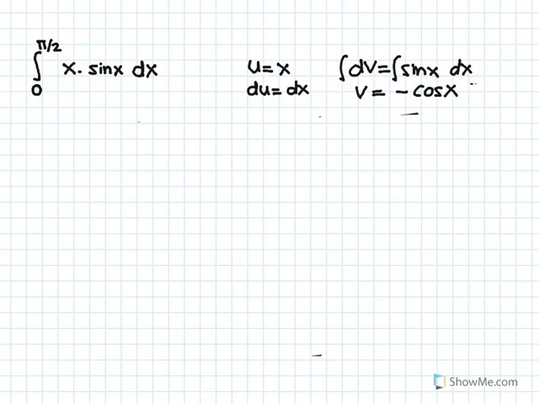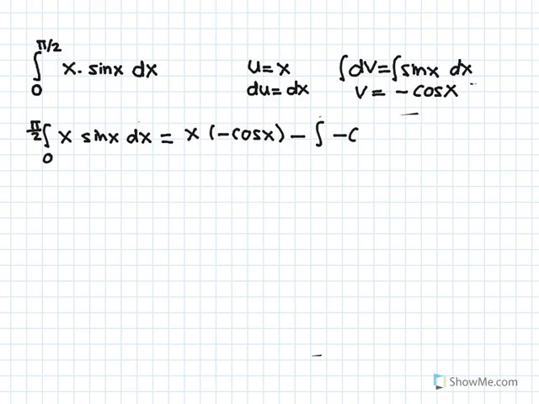So now we apply the formula. The integral from 0 to pi over 2 of x sine x dx is equal to u times v, that's x times v, which is minus cos x, minus the integral of v, which is minus cos x, times du, that is dx.